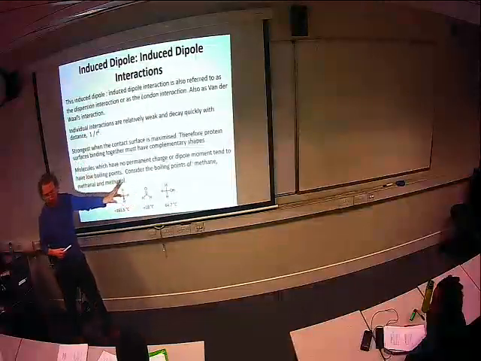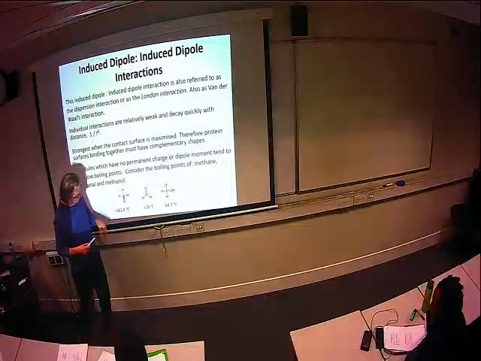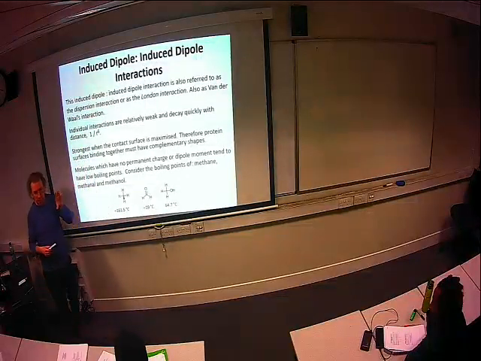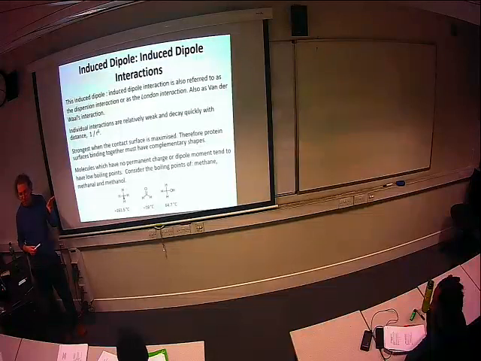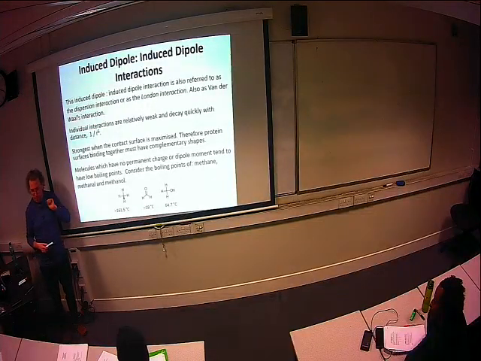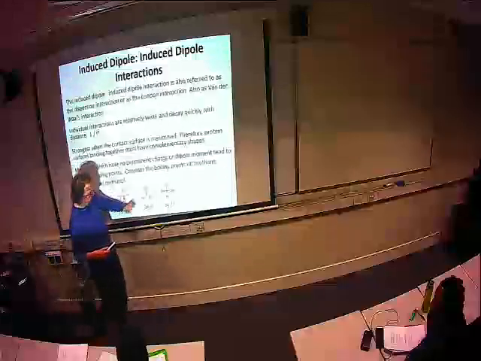Methanol, or formaldehyde more commonly, has a carbon-oxygen double bond. That gives it a permanent dipole overall, but it doesn't have any hydrogen bond donor groups in it, so it's got a relatively low boiling point.